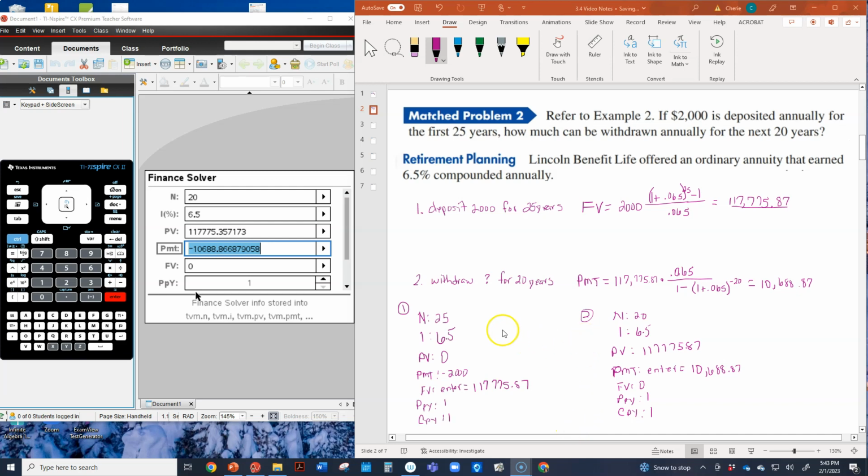Before I move on to example 3, I wanted to remind you what I would expect if, instead of using the formulas up here, you use the TI Nspire. This is what I would expect to see. Okay, so example 3.